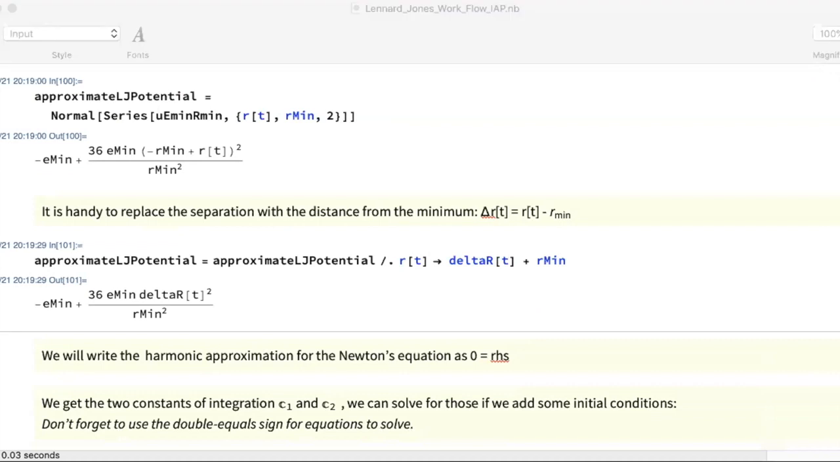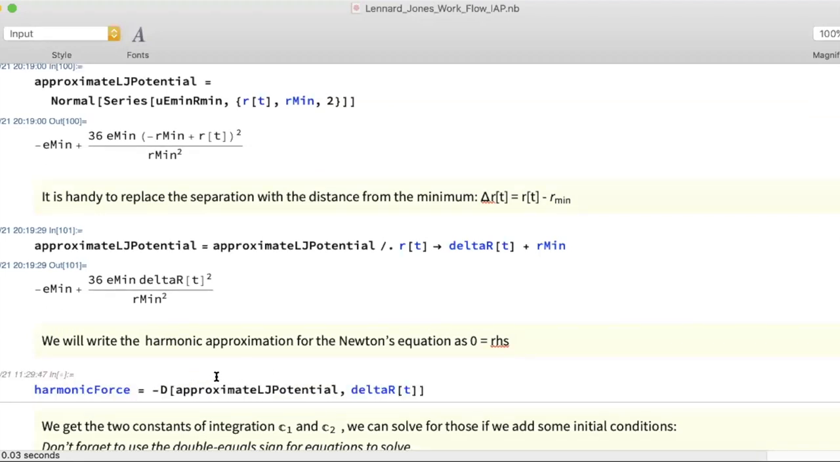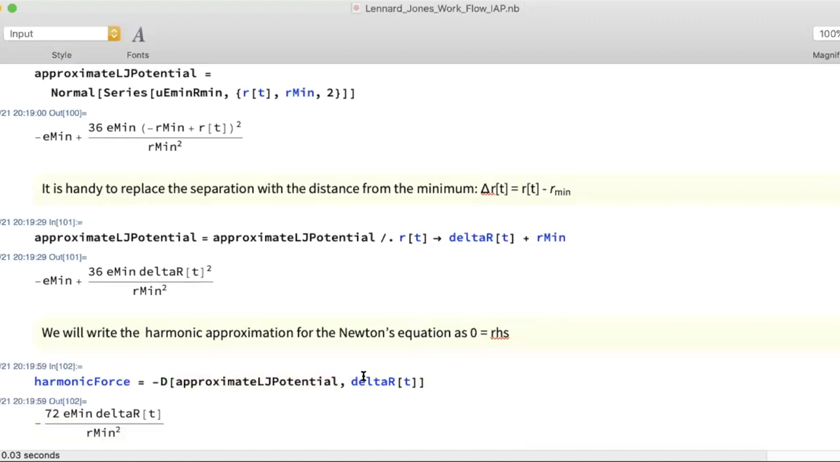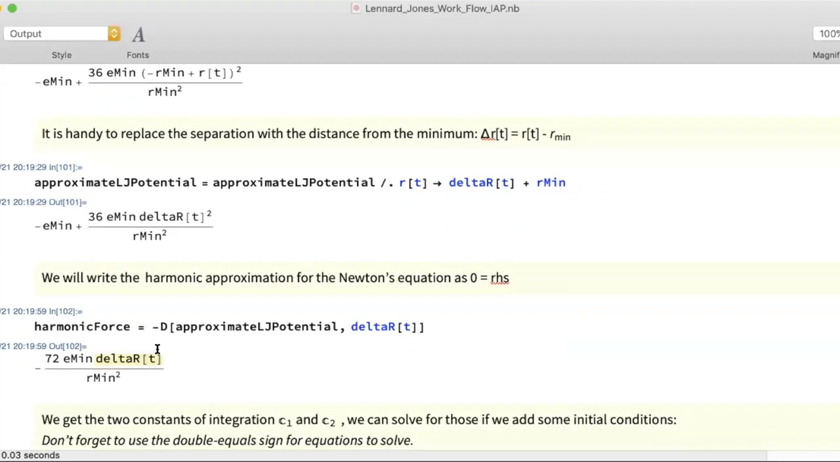All right, so the next step is we want to find out what the force is for this particular potential. So I'm going to take the derivative of our approximate potential with respect to this displacement parameter. We now have a term which is linear in our displacement. This is like K, this E min over R min squared, and this is like delta X in a spring equation.